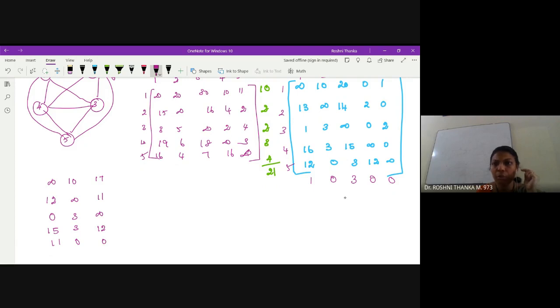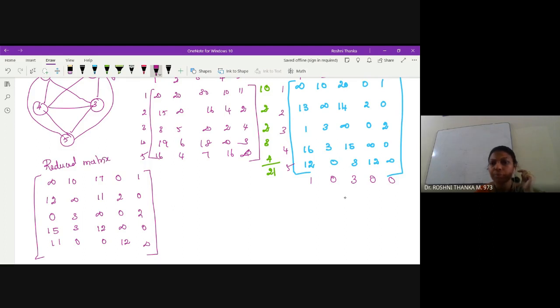And if you see the fourth column, the minimum value is already 0. So we will write the same thing because if you subtract 0 from anything, you will get the same thing. The last, fifth column also has 0 as the minimum value. So you will get the same values as they are. So this is our final reduced matrix.